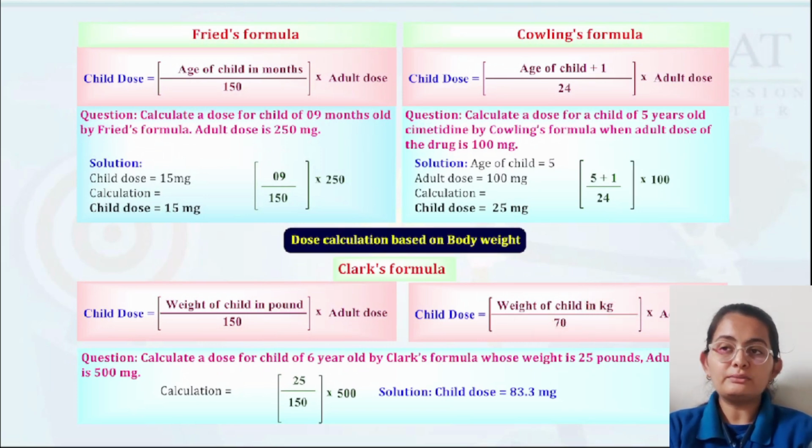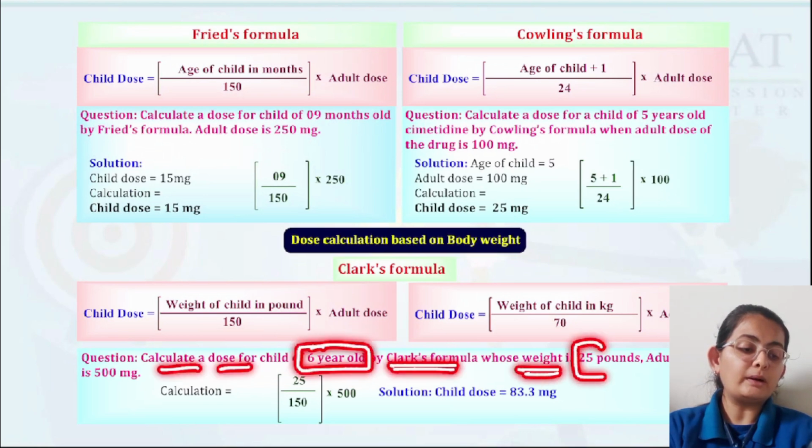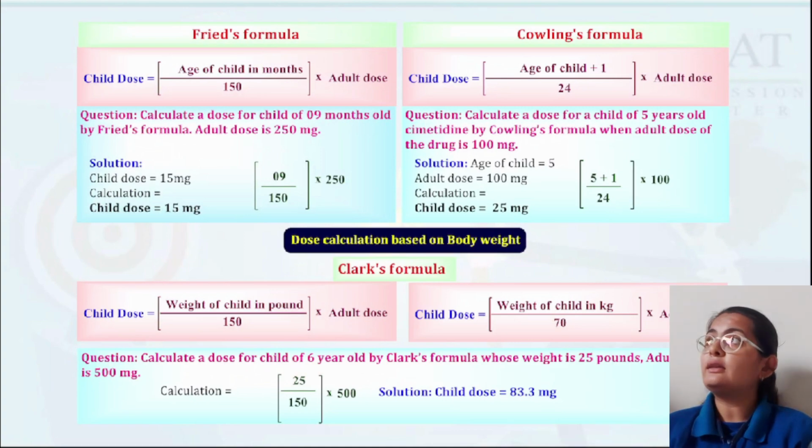Now here the calculation part is given. Calculate the dose for a 6-year-old child by the Clark formula, whose weight is 25 pounds. Now you can see here the pounds has been given. That means you have to calculate it by the pounds formula and not the kg formula. Adult dose has been given as 500 mg. Simply put 25 divided by 150 into 500, calculate the rest, and you will get the answer as 83.3 mg. Okay, calculation you have to do by yourself, don't just sit idle.